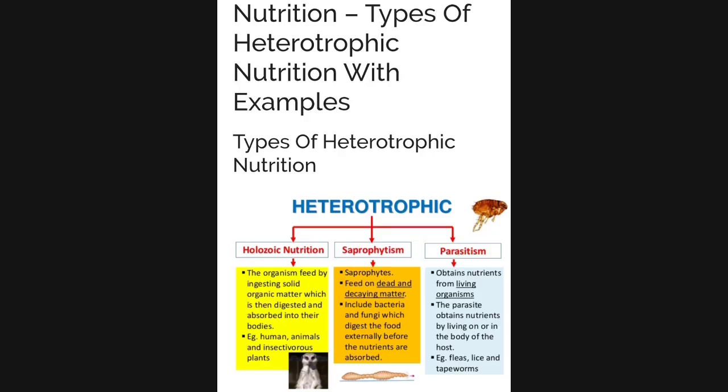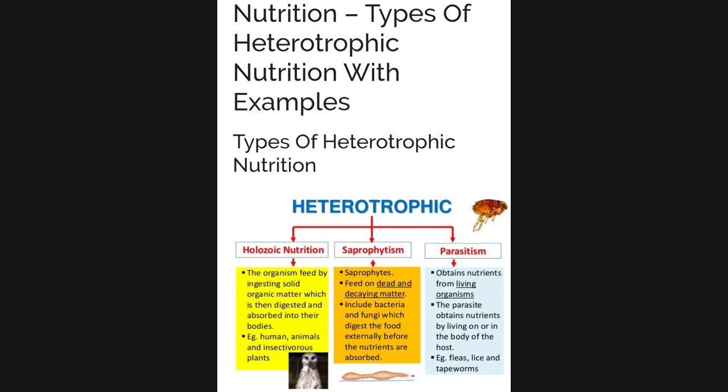So this is all about autotrophic nutrition. Next we will go to the heterotrophic mode of nutrition. In the heterotrophic mode of nutrition, there are three types: holozoic mode of nutrition, saprotrophic mode of nutrition, and parasitic mode of nutrition.